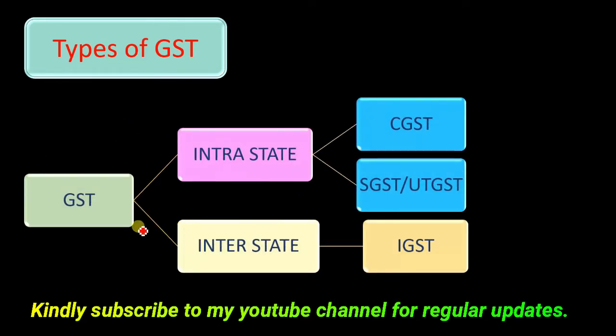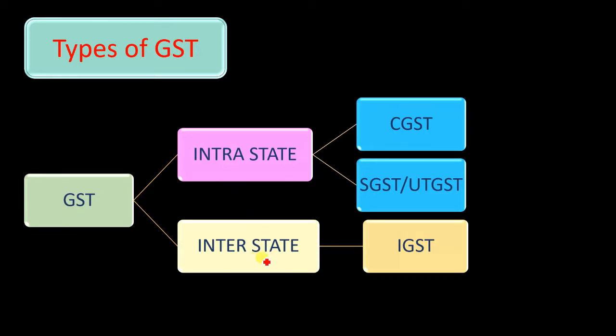Here come the types of GST. GST is mainly calculated as two things, intrastate and interstate. Under intrastate, we have two kinds of GST. One is CGST, the other one is SGST and UTGST. CGST will be collected by the central government, whereas SGST is collected by the state government. UTGST means if it is a union territory, it is called UTGST. Coming to interstate, we won't calculate CGST and SGST, instead it will be calculated as IGST. This amount also will go to the central government.